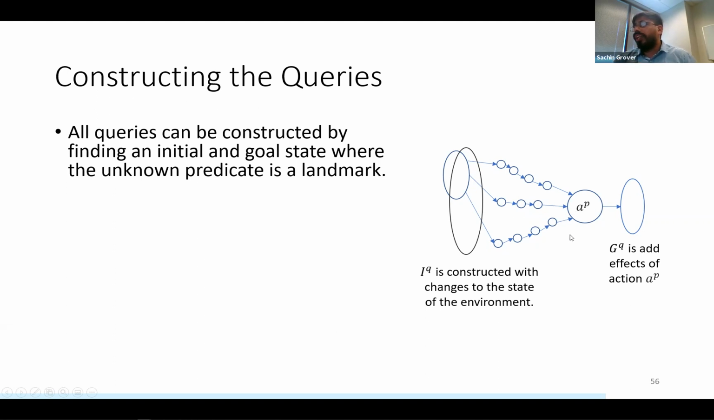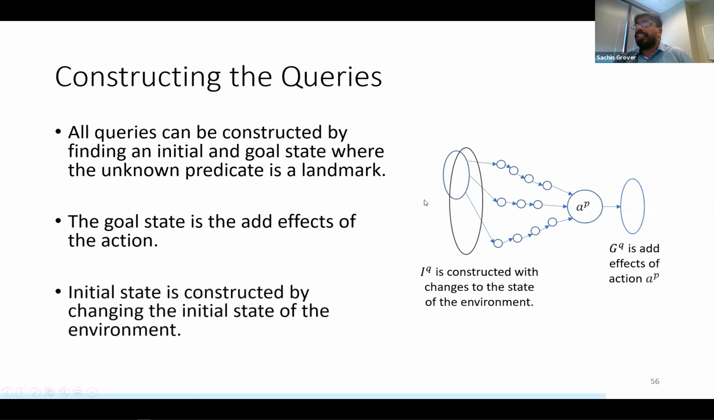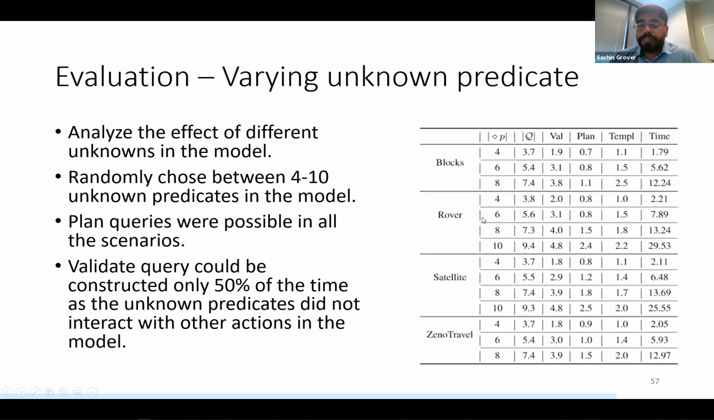That would mean that the goal of the query becomes the add effects of the action. And similarly, the initial state is constructed by changing the initial state of the environment, so that only a subset of the predicates are true, which would ensure that all the plans need to go through that action, and none of the other actions. Special care is taken to ensure other plans cannot be executed.